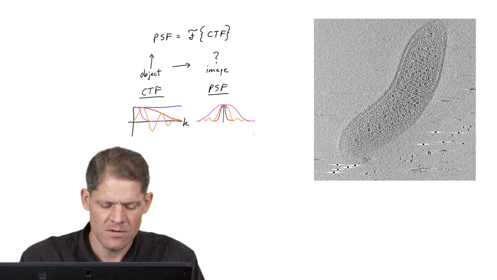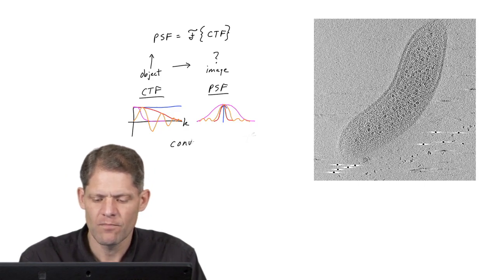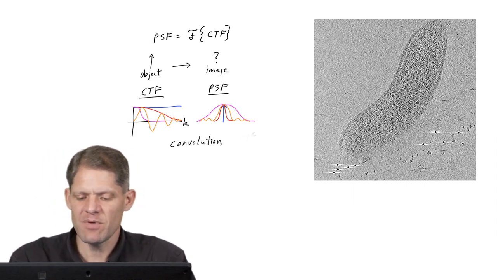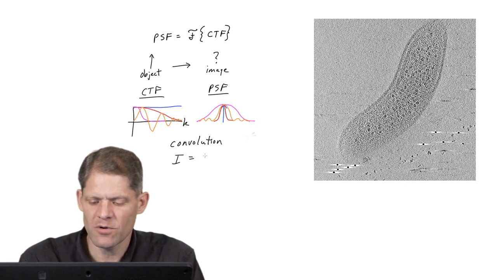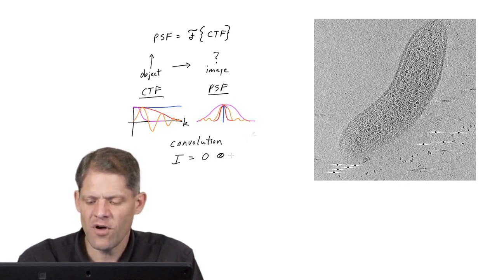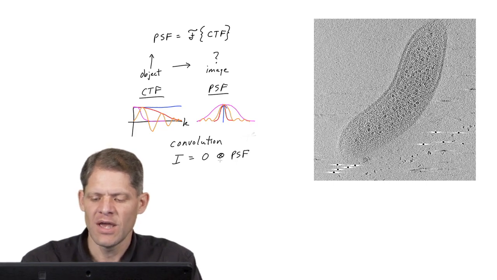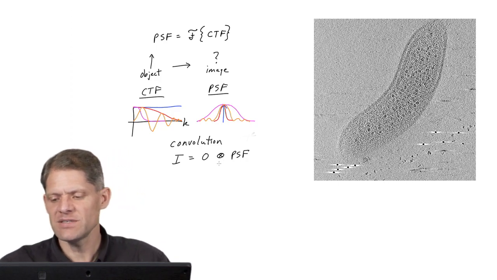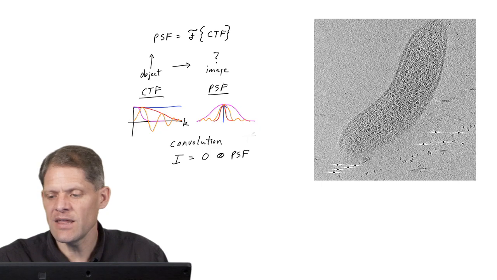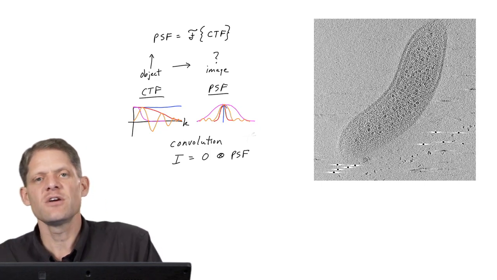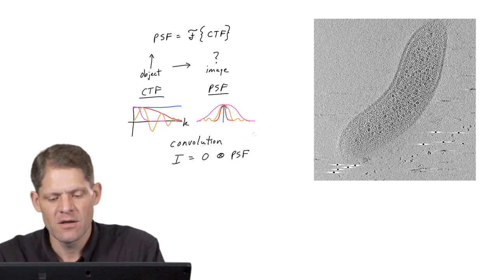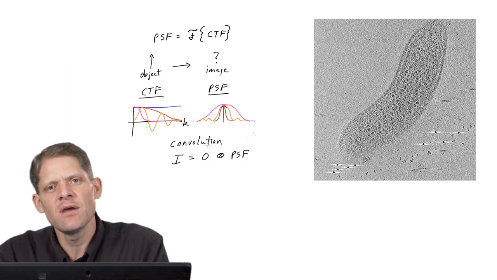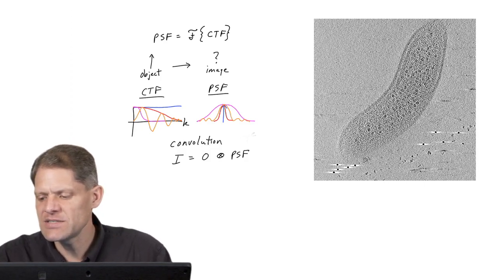And we call this convolution. We would say that this image is equal to the object convolved with the point spread function. And this is the symbol that we used to mean convolution. What this means is that every density in the original sample appears blurred by the same pattern, the same point spread function. So convolution applies the same blurring effect to every density present.